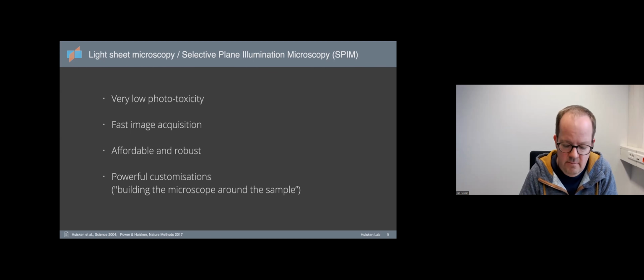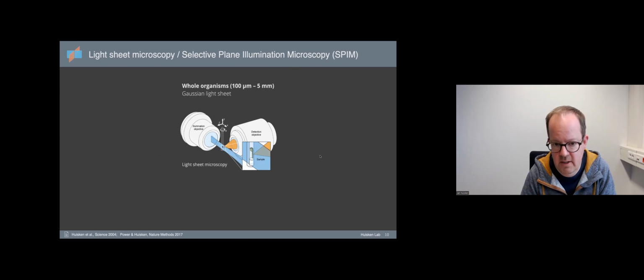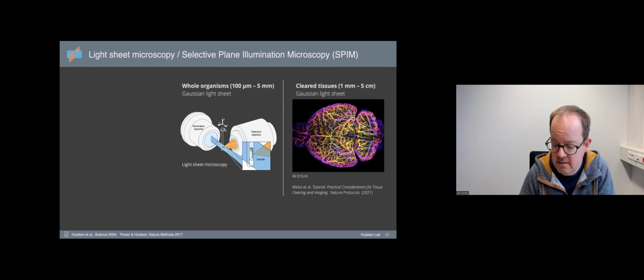So as you've seen, most of what we've done has been really this whole organism level imaging, which may be below a millimeter up to a few millimeters. And that's where this Gaussian light sheet, the classic light sheet microscopy, the way we've done it is quite successful. On the other hand, also in clear tissues, light sheet microscopy is the tool of choice.